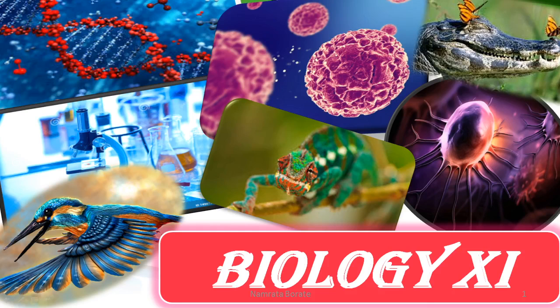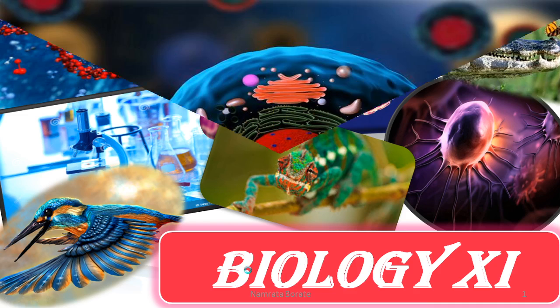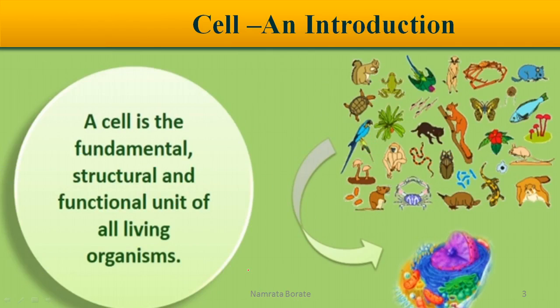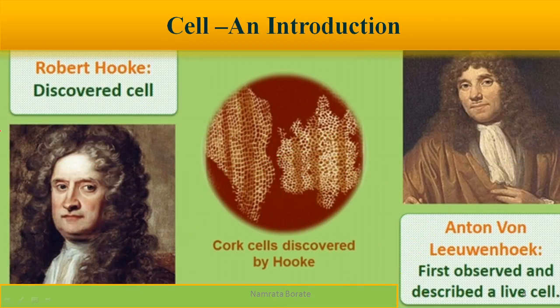Today we are going to continue the next topic of 11th standard, that's cell structure and organization. In this, first of all we see what is meant by the cell. The cell is the structural and the functional unit of all living organisms. The cell was first discovered by Robert Hooke. Anton von Leeuwenhoek first observed and described a live cell.